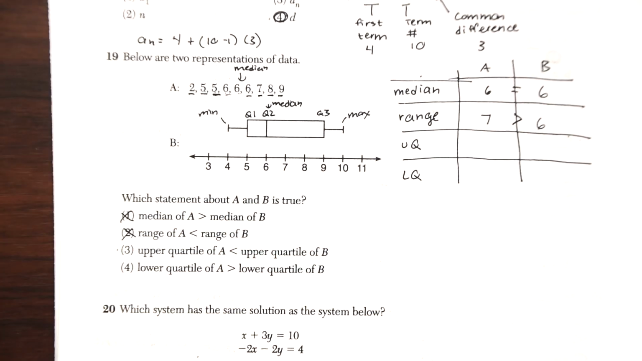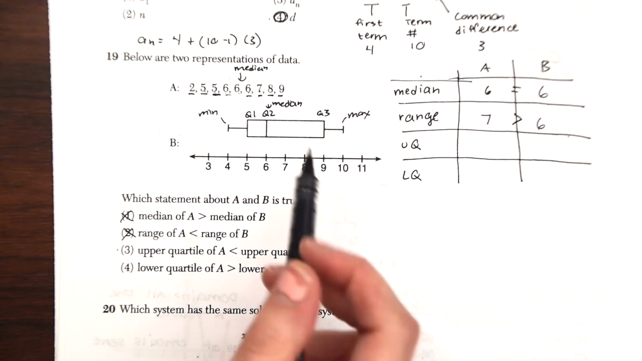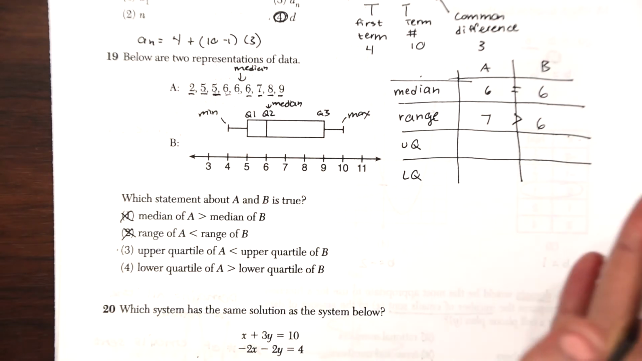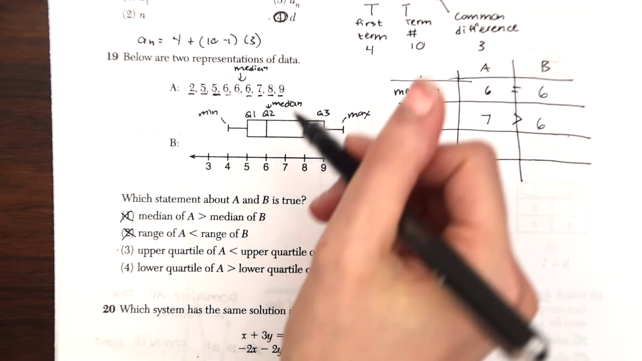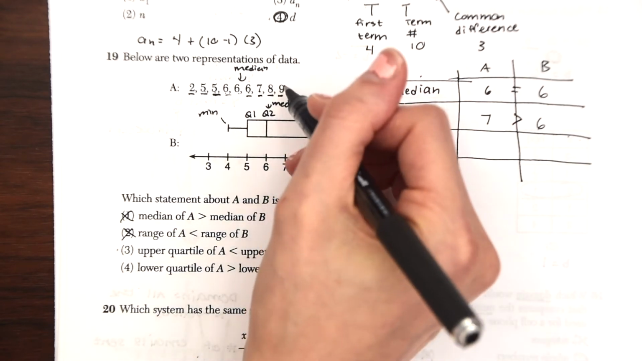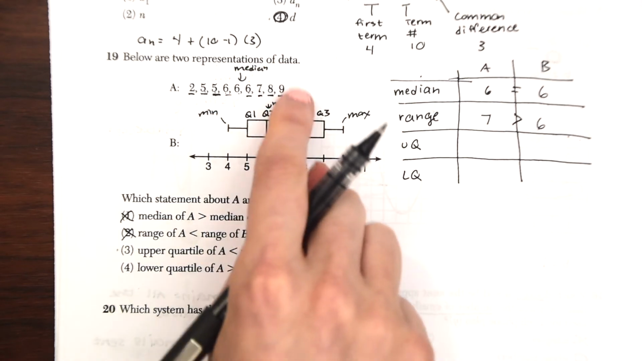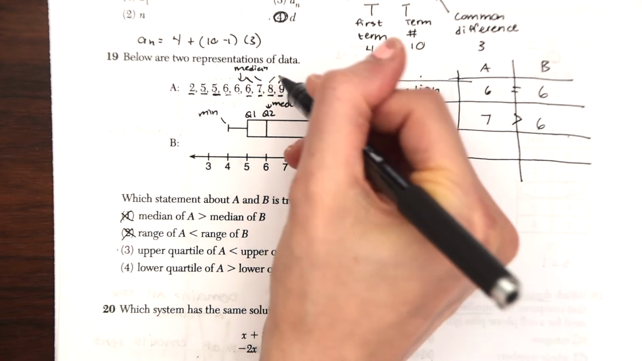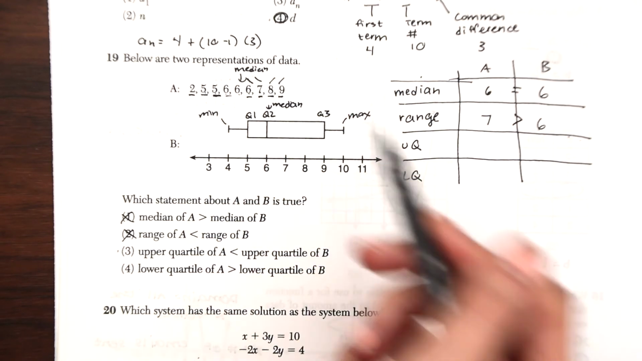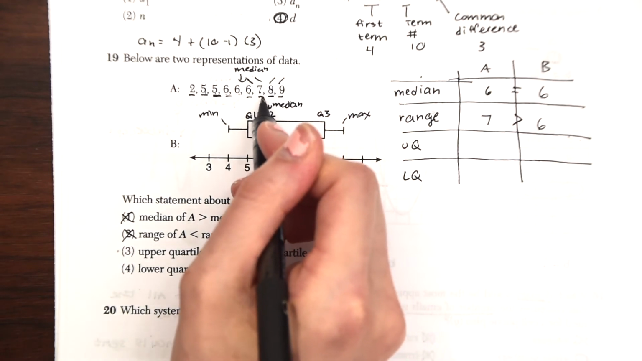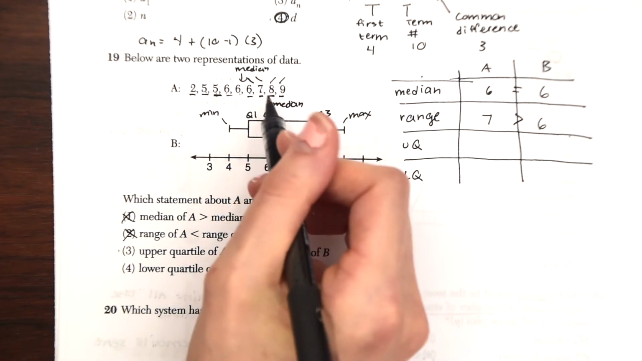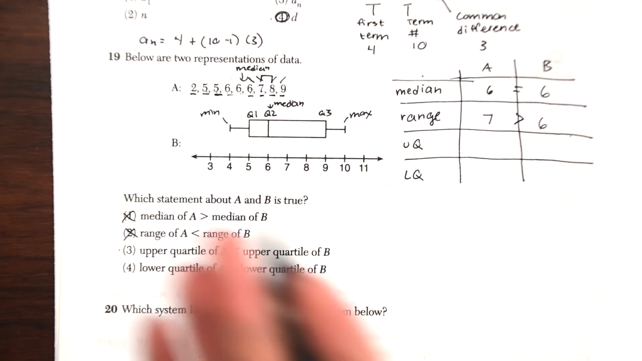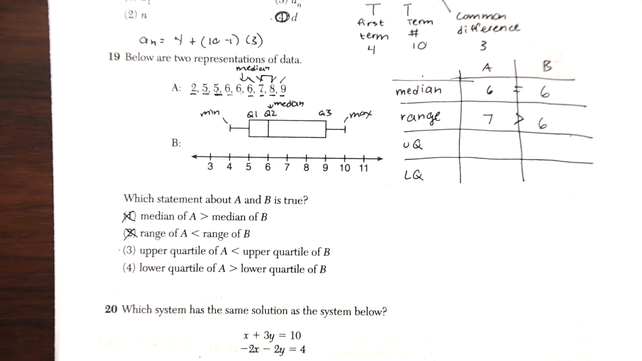And now for the upper quartiles. So that's like finding the median of the top half of the data. So for the upper quartile for A, we just take the top numbers up here and find the middle. Here we have an even number of numbers. So we take the median of 7 and 8. You could just do 7 plus 8 divided by 2, or you could just realize that it's 7.5.